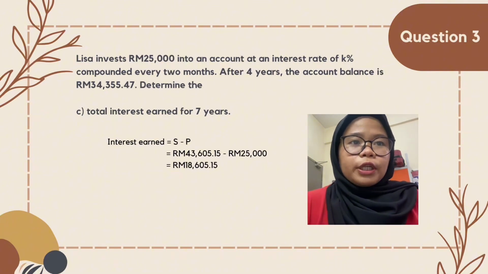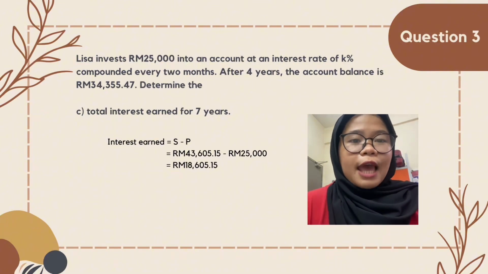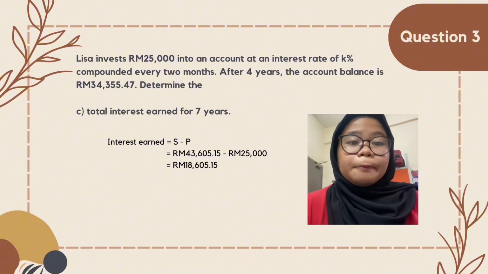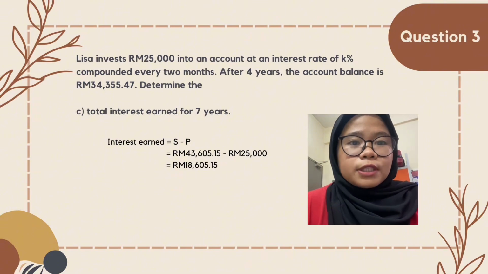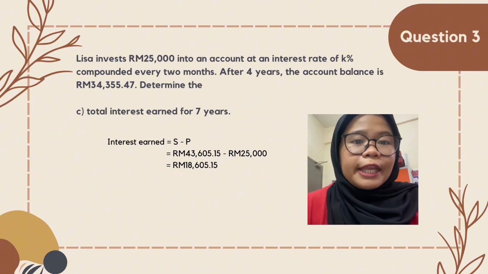So we're going to calculate the total interest earned for 7 years. The formula to calculate the total interest earned for 7 years is S minus P. S is the total amount, and P is the principal. The answer is 18,605 ringgit 15 sen, and that was the interest earned in 7 years.